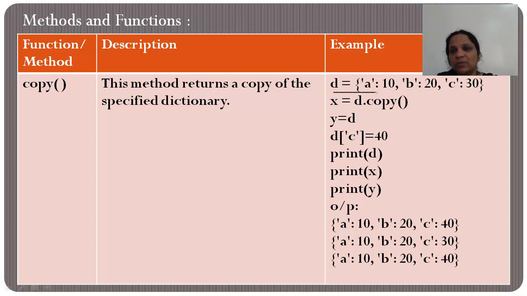So I have a dictionary. Now what does d.copy() mean? I'm copying the contents of D into another dictionary called X. This is your shallow copy. Please excuse my handwriting. I'm trying to write with a mouse.